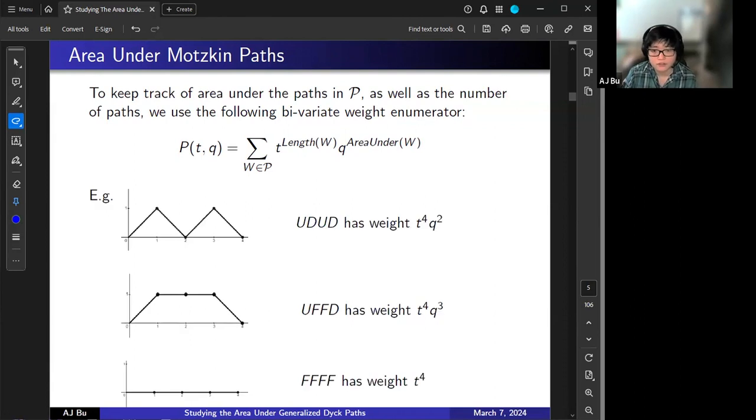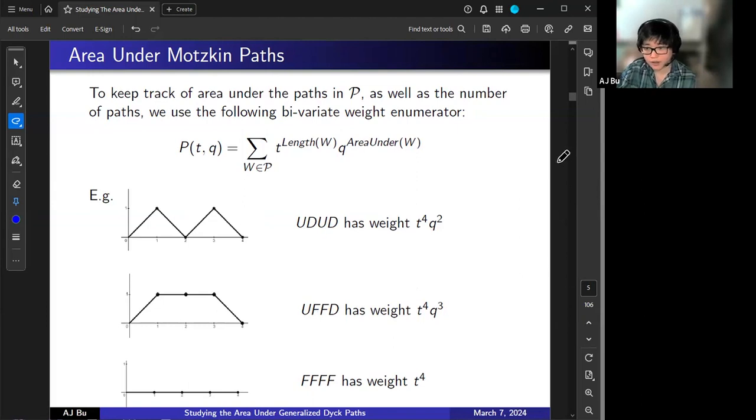So for example, the Motzkin path UD is going to have weight T to the 4th Q squared, right? Because there are 4 steps and each of these areas are 1. So the total area is going to be 2. UFFD is going to have weight T to the 4th Q cubed, right? Because there are 4 steps. So it's going to give us a T to the 4th. And the area underneath is 3. So it gives us Q cubed. And then FFFF is going to have weight T to the 4th, right? Because there are 4 steps, but there's no area underneath. So that kind of introduces what the areas will be.